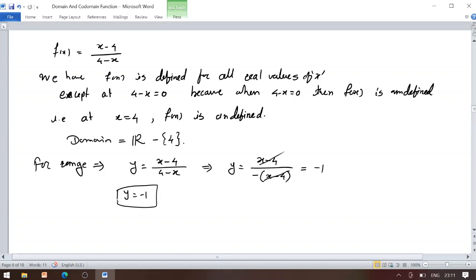That means, thus, when x is not equal to 4, that implies y is always equal to minus 1. That means f of x is always equal to minus 1. So the range of the given function becomes the singleton {minus 1}, because for any real value of x except 4, the y value is minus 1, so the range is the singleton {minus 1}.